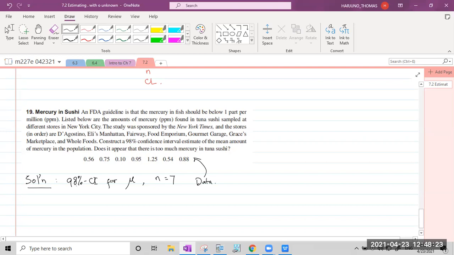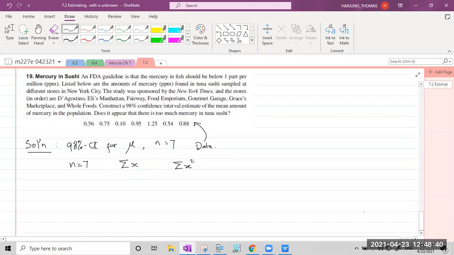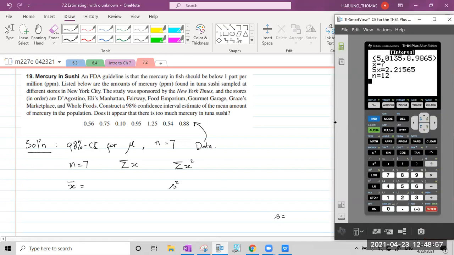Now, in my class, suppose I ask you to do it in full. The first part you need to get is n equals 7. You need to find the sum of x and the sum of x squared. Then using those numbers, you find X bar and the sample variance, and therefore later you will get the sample standard deviation. How will you show the work?